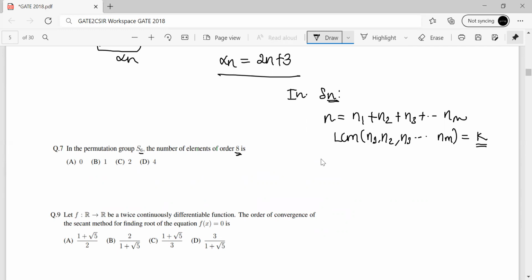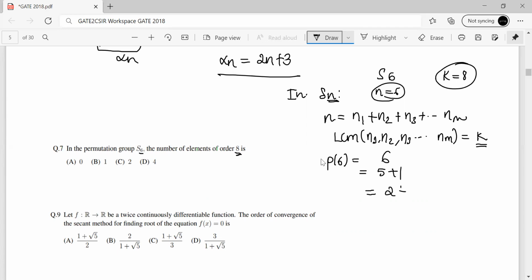So now here you are given that in S6 you want the number of elements of order 8. So n is our 6, and k is our 8. That means we have to break 6 in such a manner that we get their LCM to be 8. So is it possible? The partitions for 6, I'll write down. You can write here 6, 5 plus 1, 2 plus 3.